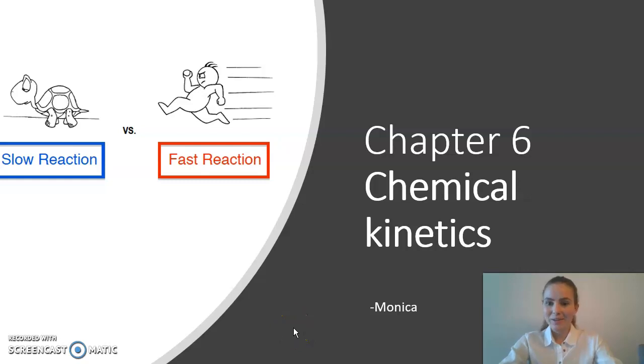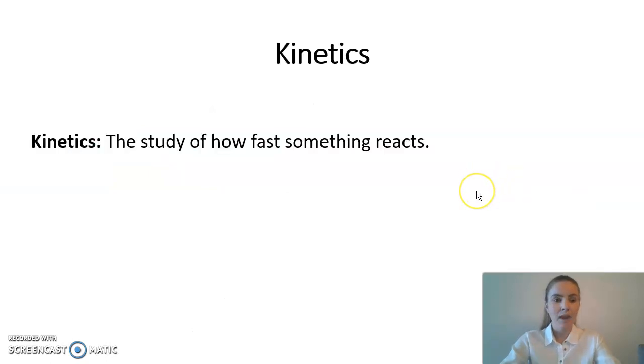Hi, today we are looking at chapter 6, Chemical Kinetics. And kinetics is all about how fast something reacts. So some reactions are quite slow and other reactions are a lot faster. So kinetics is actually the study of how fast something reacts.